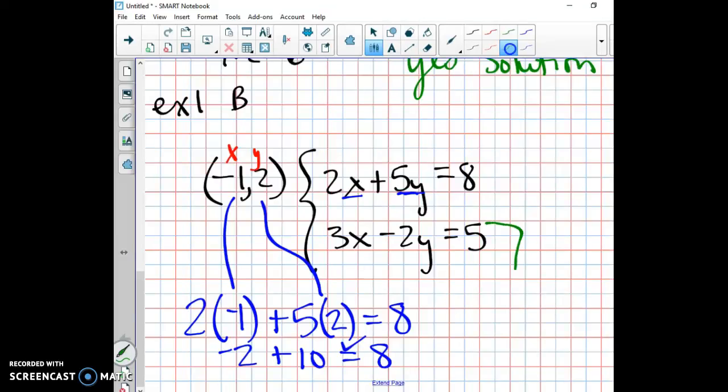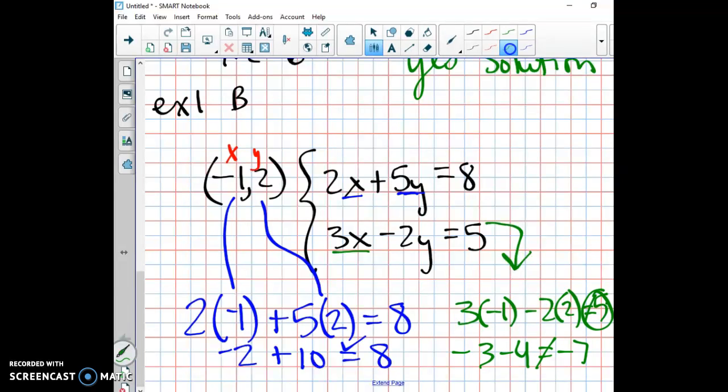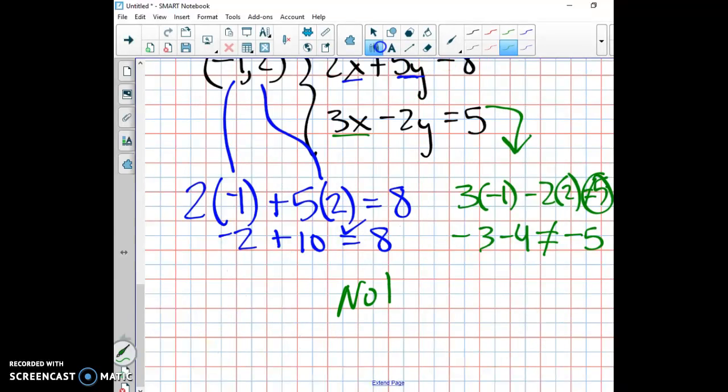We're going to do the same thing for the second line. 3 times x. We're going to replace x with -1 again, and we're going to replace y with 2. And we're trying to see if that equals 5. -3 minus 4 equals -7. It does not equal 5. This is not the solution. In order to show our complete answer, we would say this does not equal 5. Therefore, this is not the solution.